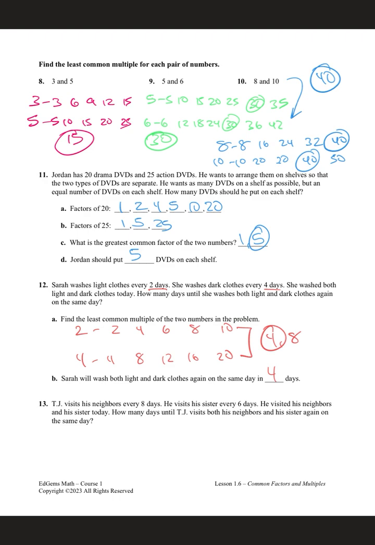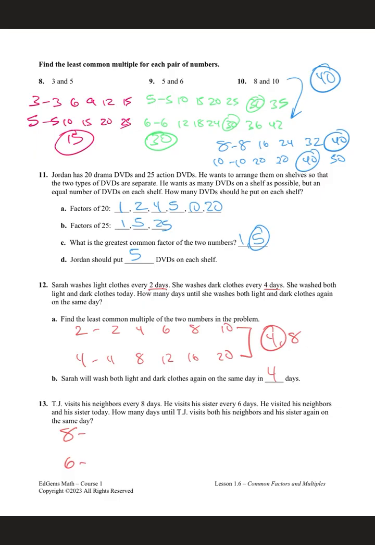Number 13. 13 says TJ visits his neighbors every 8 days. He visits his sister every 6 days. He visits his neighbors and sister today. How many days until TJ visits both his neighbors and his sister again on the same day?